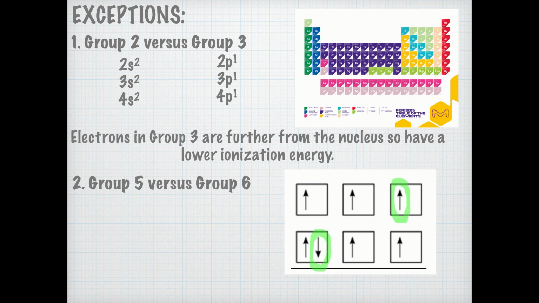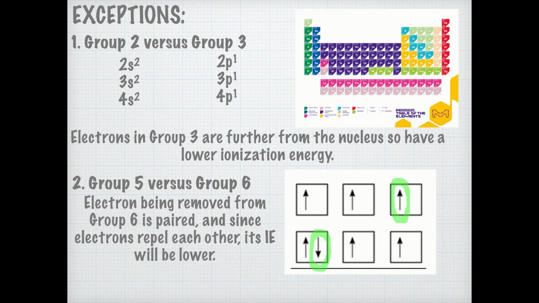Because electrons repel each other, group 6 elements have a lower ionization energy than group 5, because the electron being removed is paired. Since electrons in the same orbital repel each other, it's going to be easier to remove that electron, and therefore it's going to have a lower ionization energy.